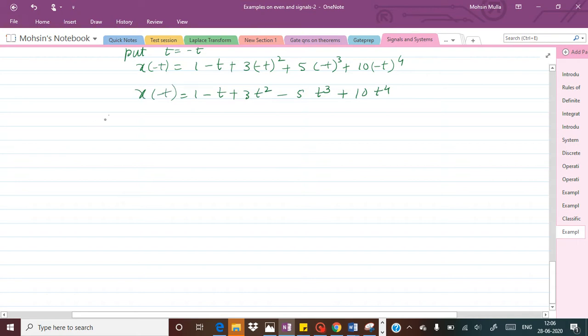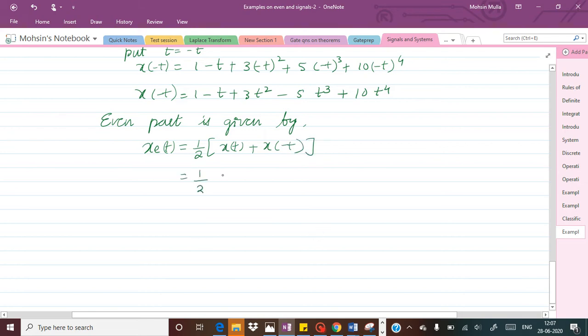Therefore the even part is given by x e of t equal to 1 divided by 2 times x of t plus x of minus t.